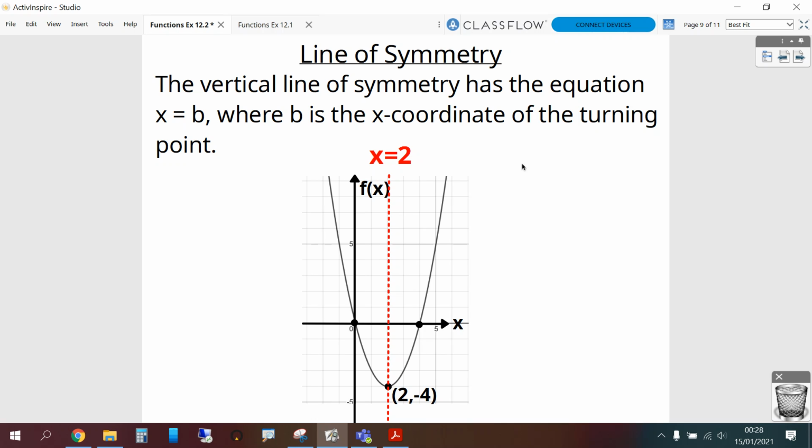The line of symmetry is vertical and has the equation x equals b, where b is the x-coordinate of the turning point. So here we can see the turning point of 2, negative 4. The x value is 2, and there we can now say that the line of symmetry equation is x equals 2.